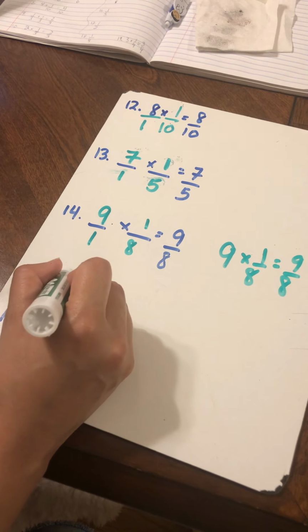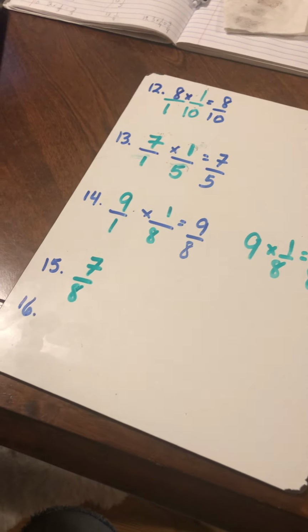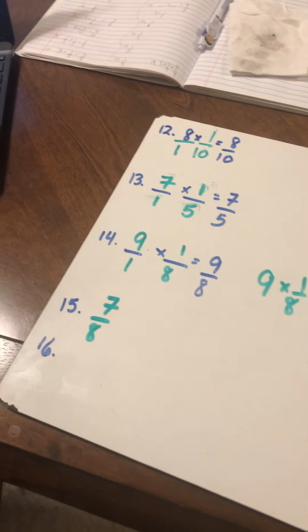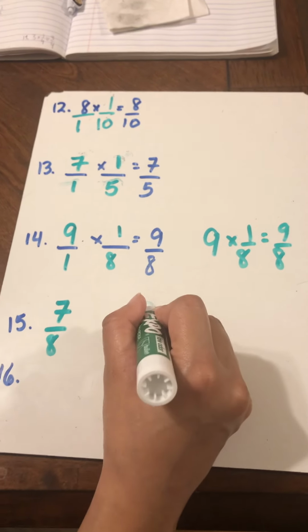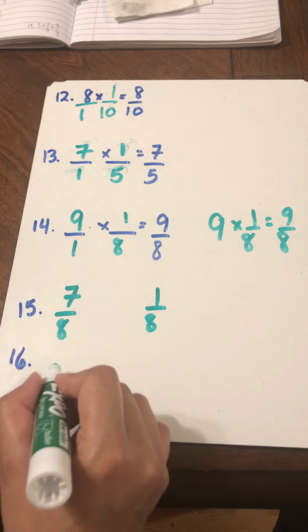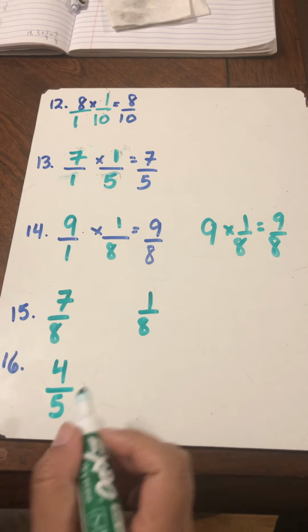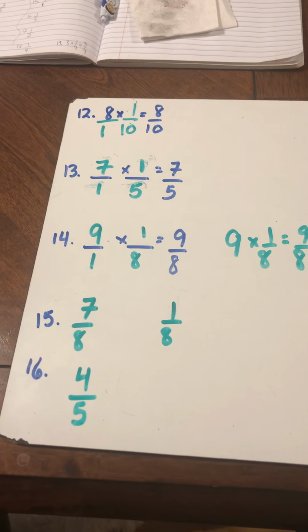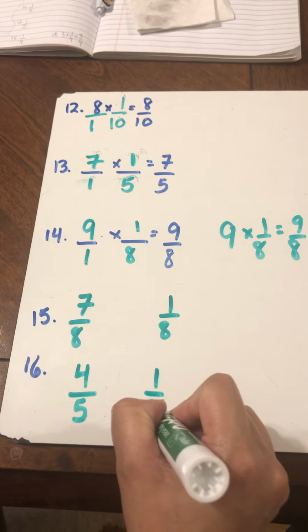Number 15, what is a unit fraction for 7/8? So if you have a fraction 7/8, really we're looking at the denominator, which is an 8. So the unit fraction would be 1/8. For number 16, what is the unit fraction for 4/5? Our denominator is a 5. So our unit fraction is 1/5, right? And just to go a little bit further with this explanation, if we did the 1/5 like repeated addition 4 times, 1/5 plus 1/5 plus 1/5 plus 1/5 equals 4/5.